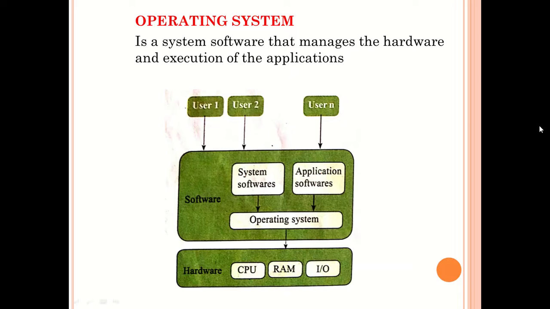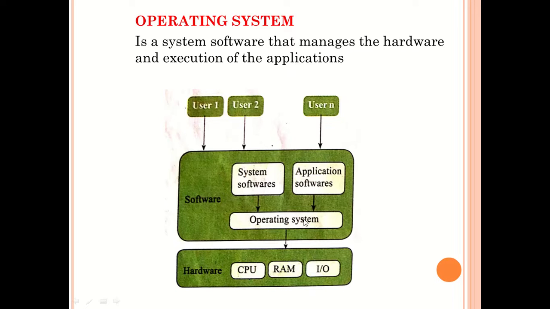Here we have a diagram that tries to explain what I've just talked about. We have the end users at the top here. We have the software part of it. Inside the software, you have two types of software. Remember, I talked about system software and application software, and this is classification according to purpose. These software interact with what you call the operating system, and our operating system is an example of a system software.